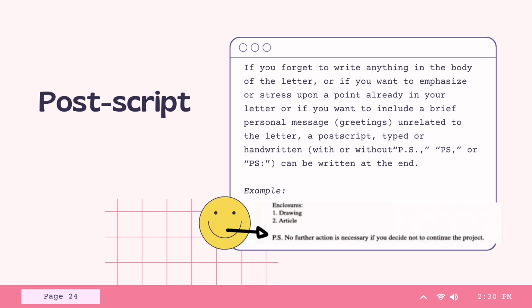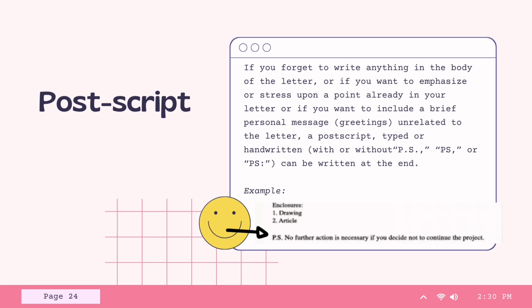Postscript. If you forget to write anything in the body of the letter, if you want to emphasize or stress a point already in your letter, or if you want to include a brief personal message or greetings unrelated to the letter, a postscript, typed or handwritten, can be written at the end.